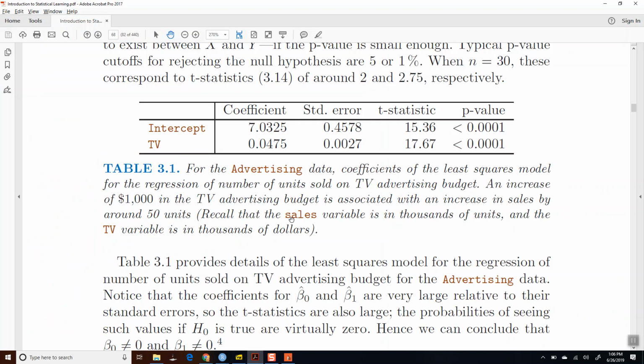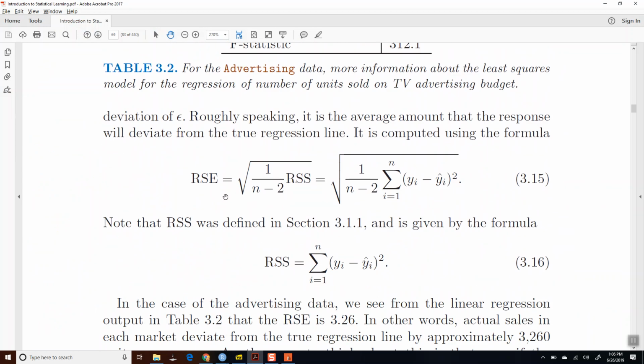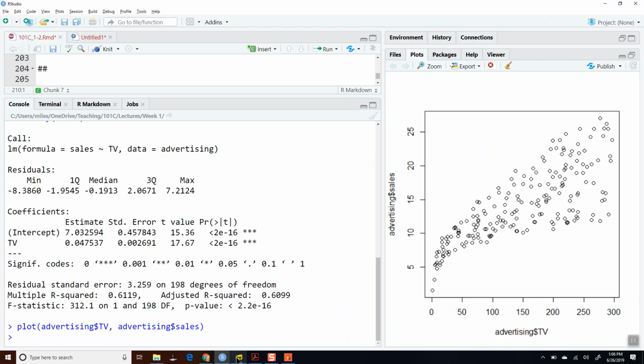And so the RSE is given by this formula. Okay, so it's the residual sum of squares. That's just the sum of all of these when we fit one of these plots back here where we have the vertical line to the residuals.